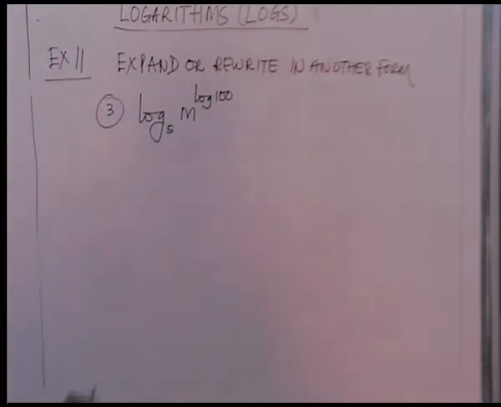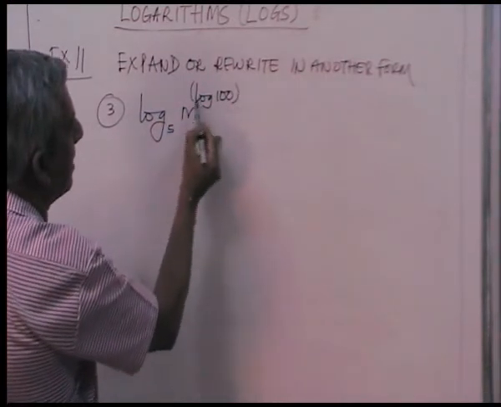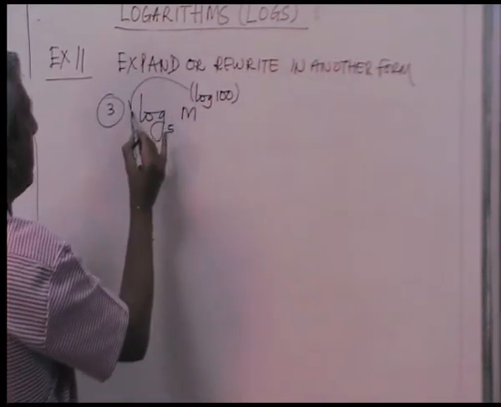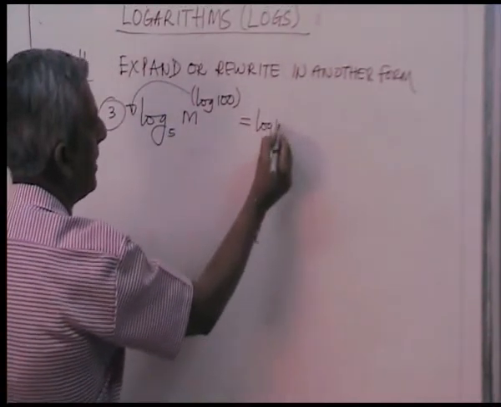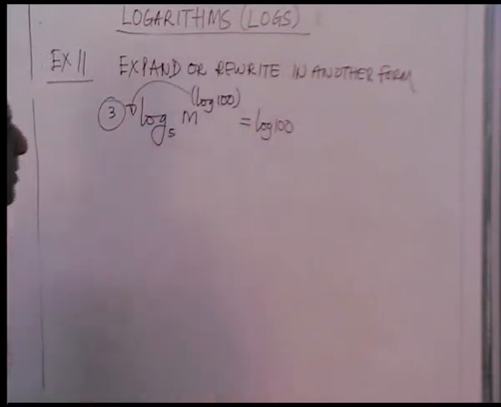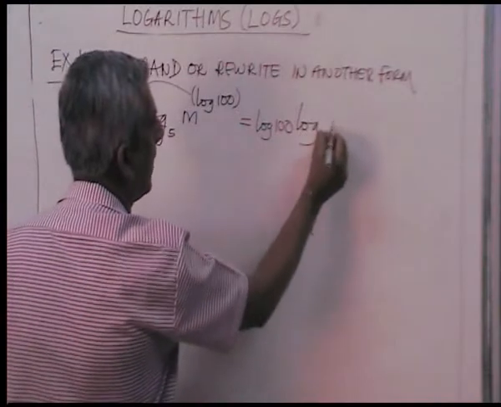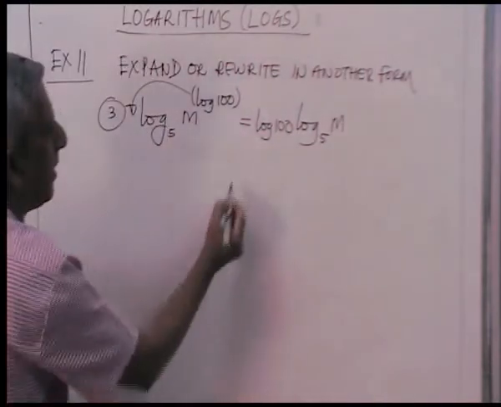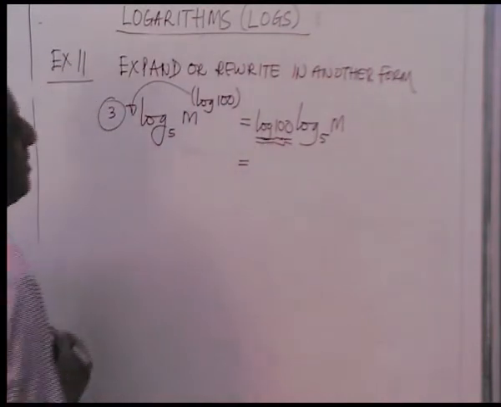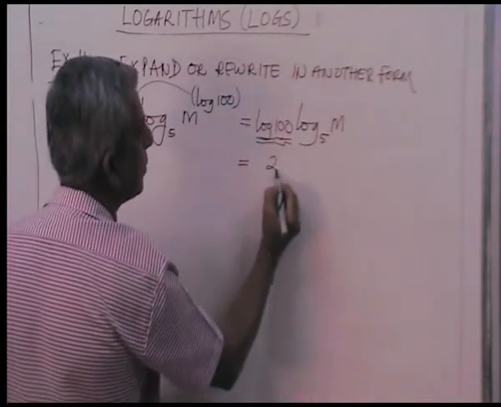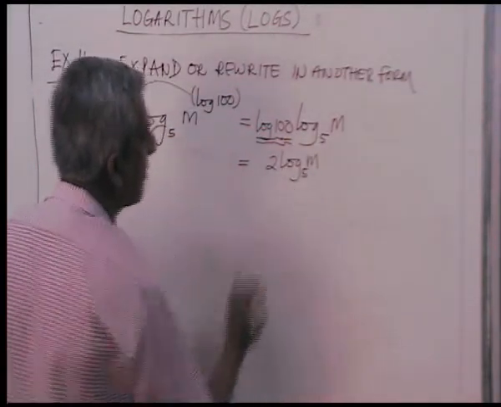Alright, so when you get a question like this, you don't have to get frightened. That's the index. So that will have to come to the front. So if that comes to the front, it will be log of 100. Remember, that moves together. Log of 100 comes to the front, and then I'm left with log of m to the base 5. But now, if you have a good look at this part here, log of 100 simply means it is 2 log m to the base 5.